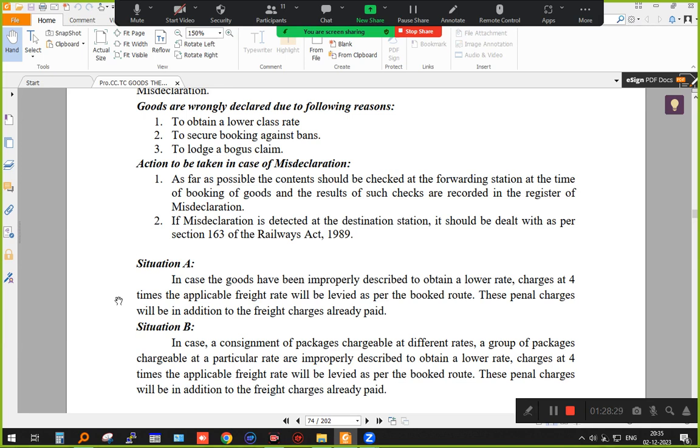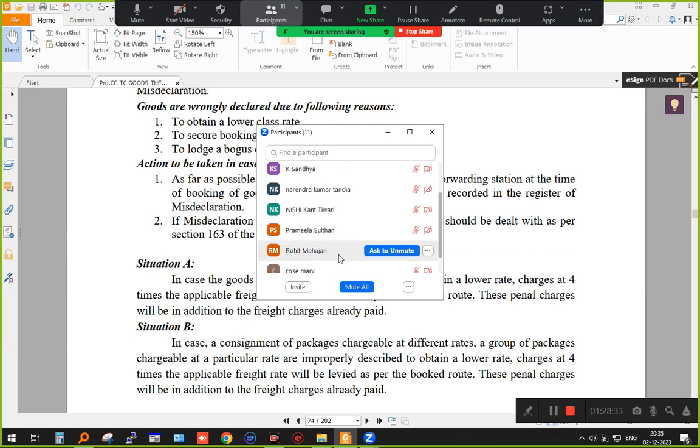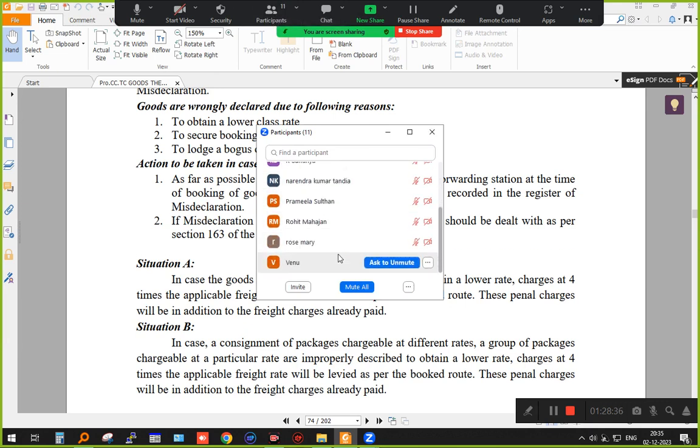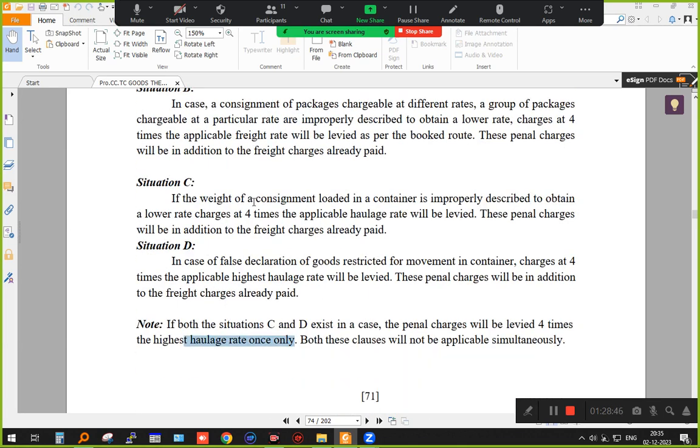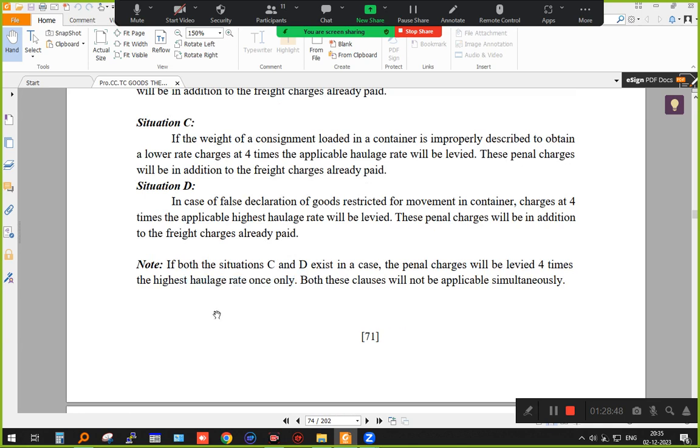Okay, shall we close? Any doubts from anybody I can take? So one thing I am asking, all the time only one penalty is like 4 times of haulage rate, correct? Sir, I am discriminating from here. If the normal freight is like 30 lakhs, haulage charge is not more than 5 lakhs, sir. So then 4 times is 20 lakhs. So where is the punishment, sir?